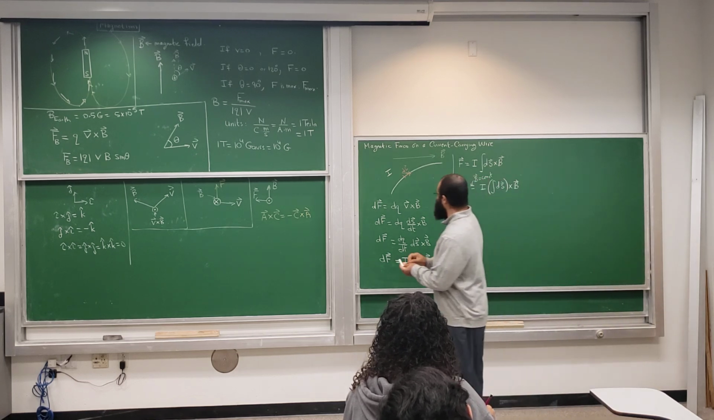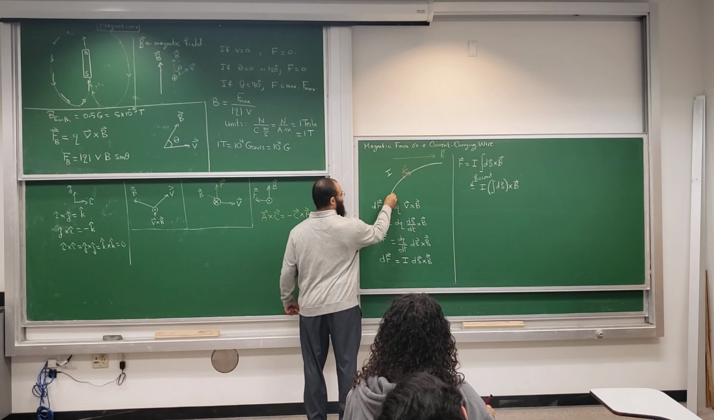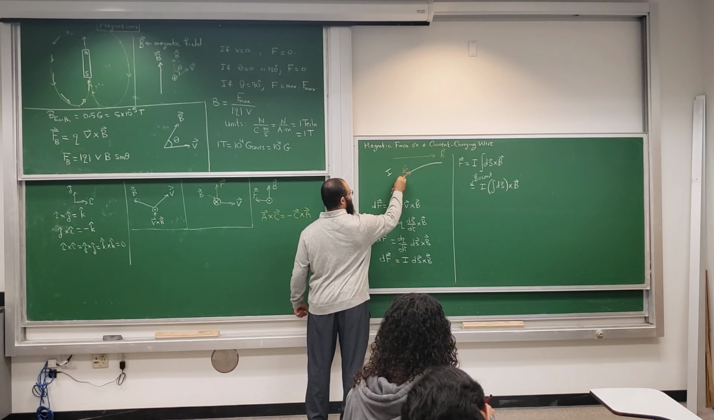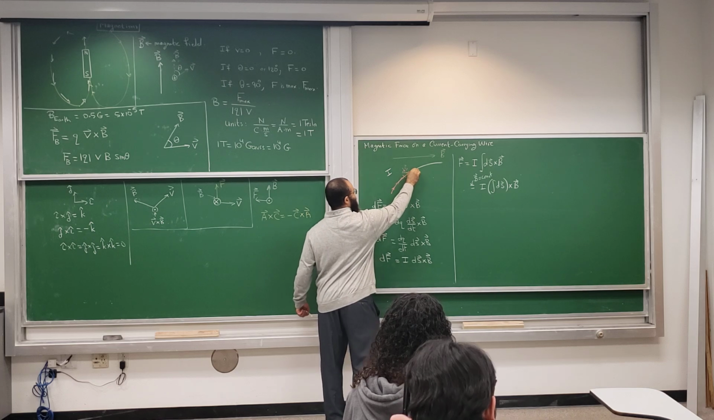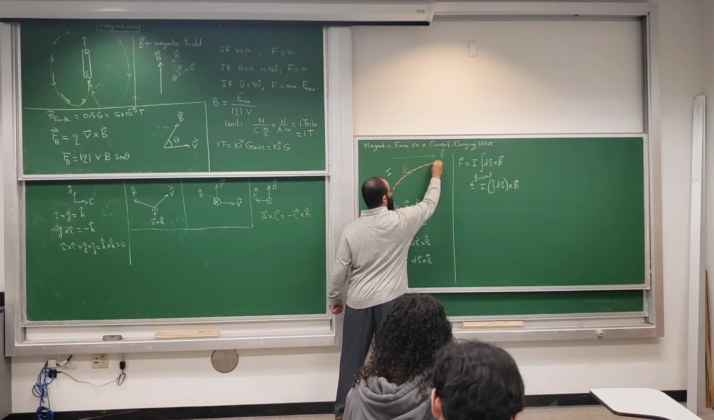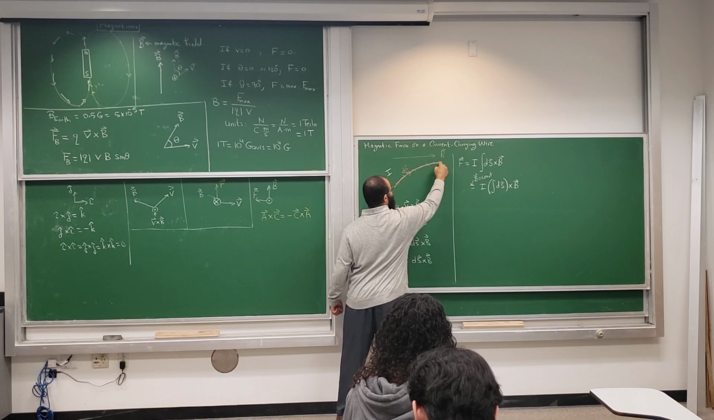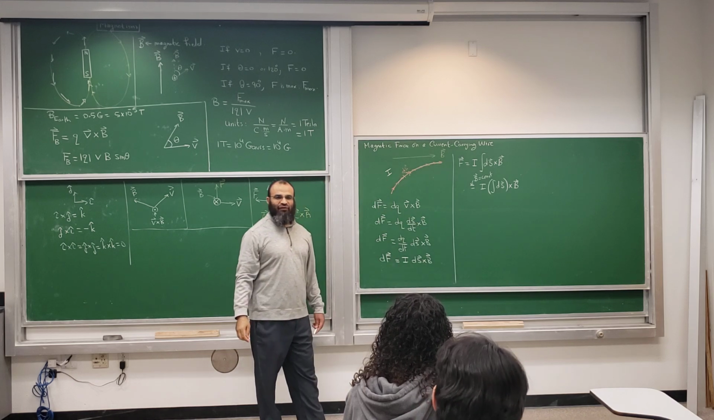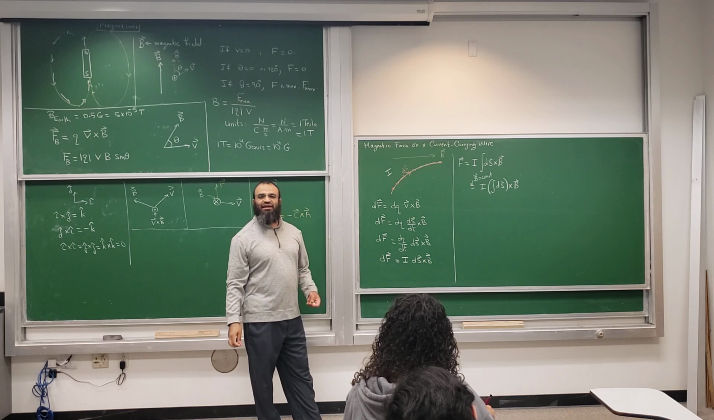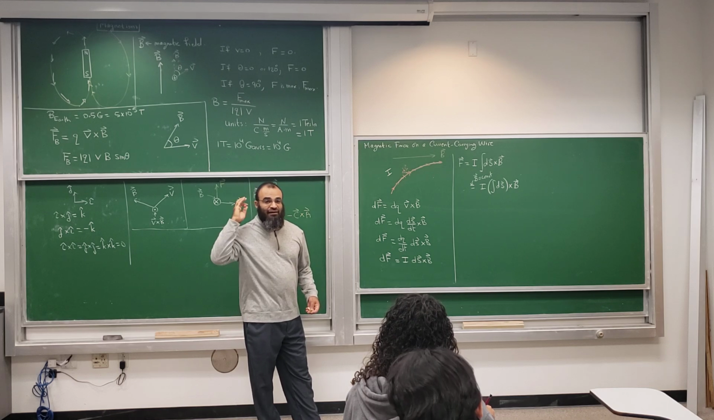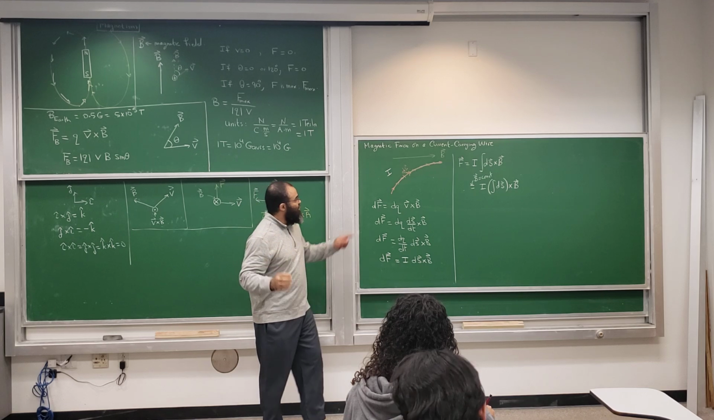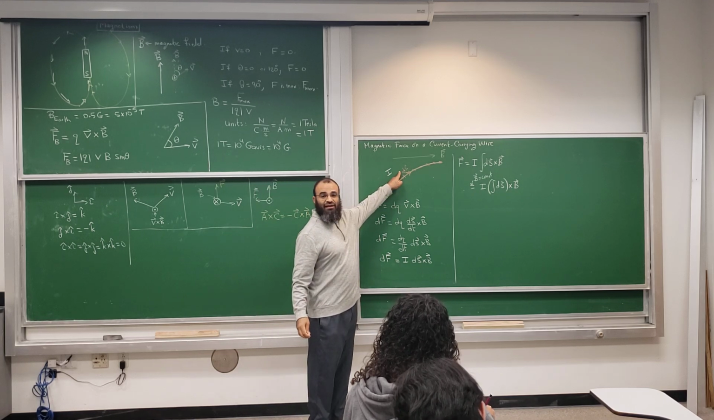So here's the ds. Let me draw it. Here's a ds. Here's another ds. Here's another ds. And this one. And this one. This one. This one. And this one. What's the sum of all these little vectors graphically? Is it the arc length?